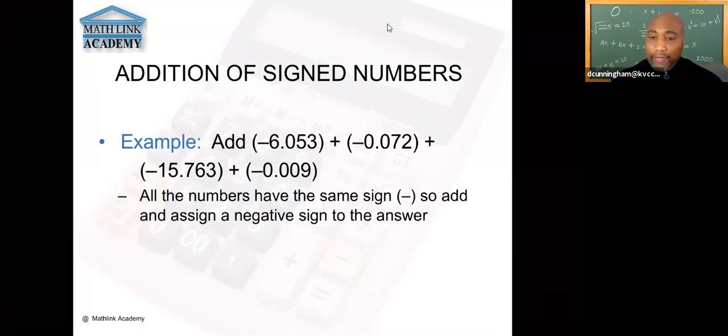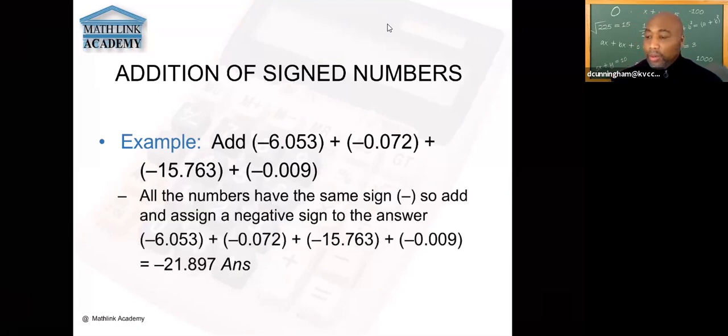All the signs are negative. We're just going to add each of those 4 numbers, and we're going to end up with 21.897. But don't forget, you have to put the negative sign in front, so you know it's a negative number and not a positive number. That's because each of those numbers is negative. So make a note of that.